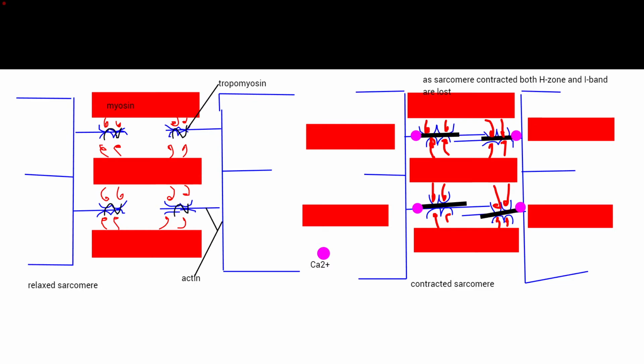And during our contraction, we lose the H zone and the I band. So I added some other myosin from the other sarcomeres nearby because all of them shorten together. And that's why you have myosin over on the sides that you can see here that you couldn't see on the relaxed one, because those sarcomeres shorten too.